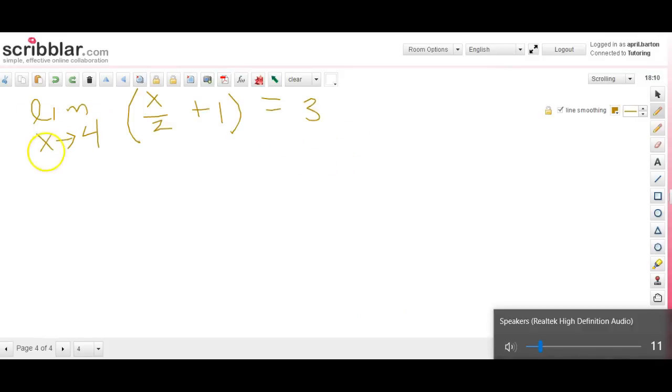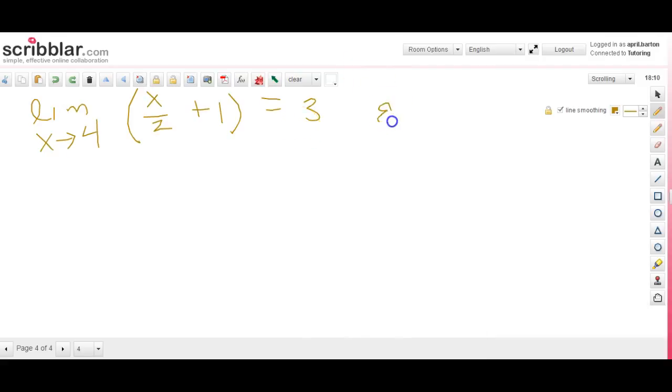Okay, so one more problem. So we have the limit as x approaches 4, that means 4 is our c, of x over 2 plus 1 equal to 3, so 3 is our limit. And we want to find delta such that epsilon is less than 0.01. So we still have epsilon and f of x and L.